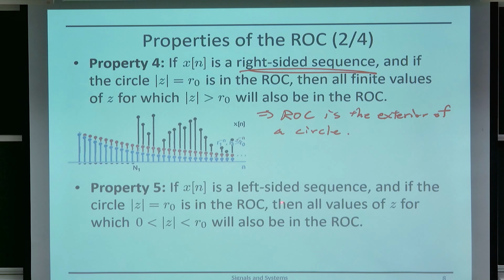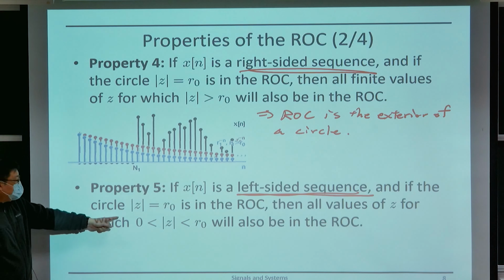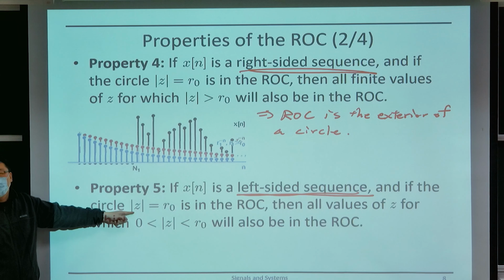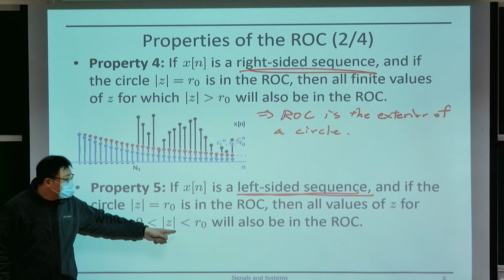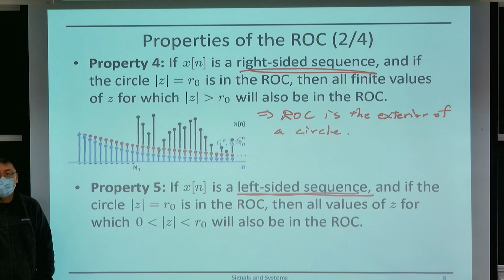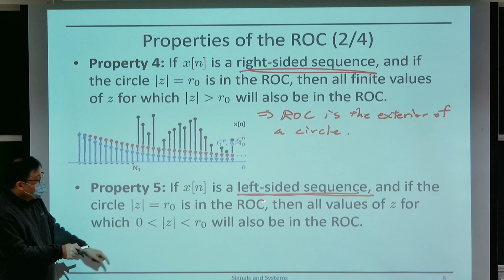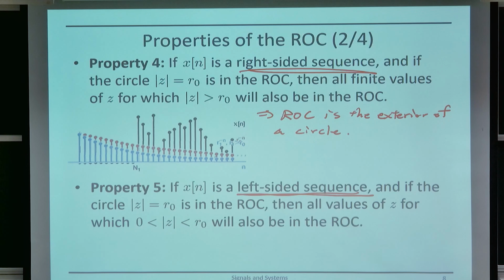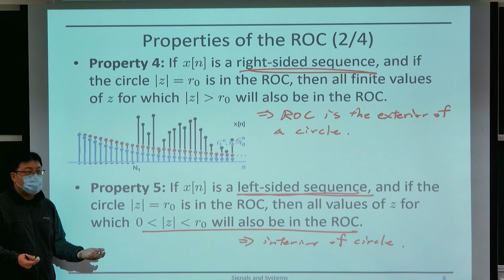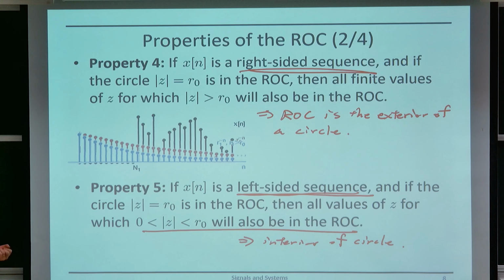Now, similarly, if you have a left-sided sequence, and you know that this circle is in the ROC, then picking any value of r less than r0 will also successfully suppress the signal on the left-hand side. So if your signal is left-sided, then your region of convergence should be the interior of a circle. Now, what if you have a two-sided signal?